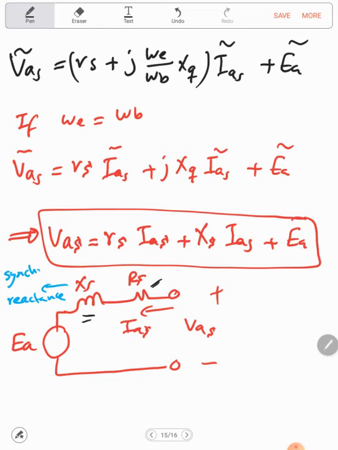So last time we found the per-phase equivalent circuit for the synchronous machine, and it was very simple. The voltage equation in the steady state condition: VA equals RS IS plus jXS IS plus EA, where XS is the synchronous reactance and RS is the stator resistance. So we need a method in order to determine the synchronous reactance and the stator resistance.